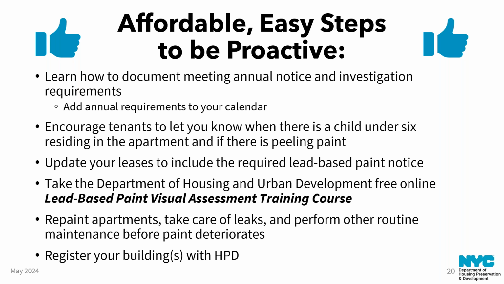The last few things we'll mention as quick, easy steps is one of them is just to do proactive maintenance. Take care of issues quickly. Sometimes repainting an apartment may involve sanding, which is disturbing the paint and is going to require safe work practices, as we'll discuss a little bit. But to the extent that you can repaint before the paint is even damaged and avoid sanding, then that's going to save a lot of trouble. Taking care of leaks quickly before the problem gets bad, and just doing other kinds of routine maintenance to avoid paint deteriorating. Most of the requirements of the law kick in once the paint is deteriorated or needs to be disturbed. So if you can avoid that, that's going to be really helpful.